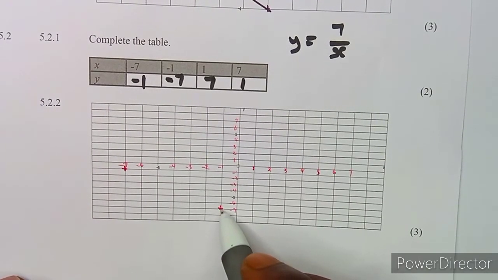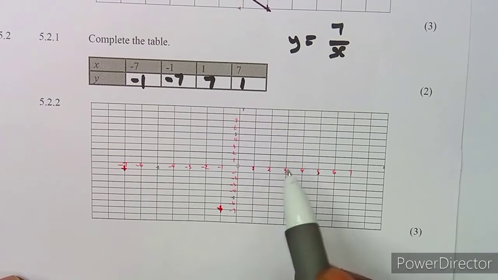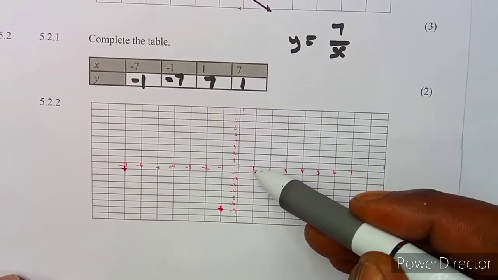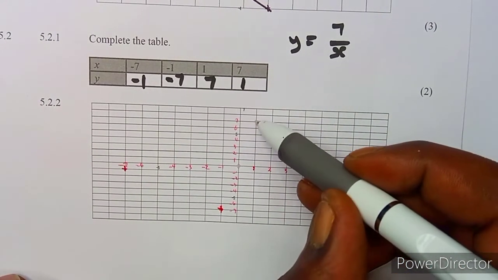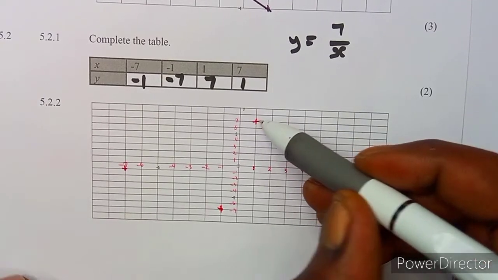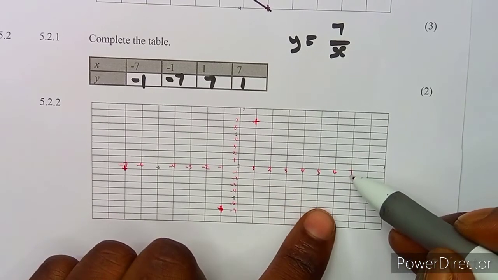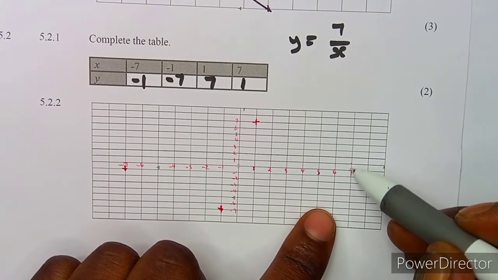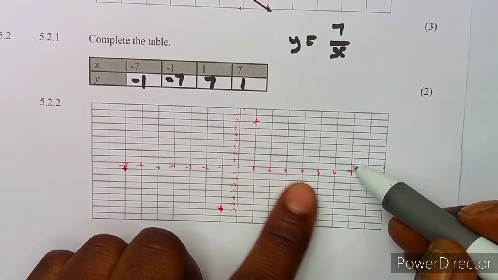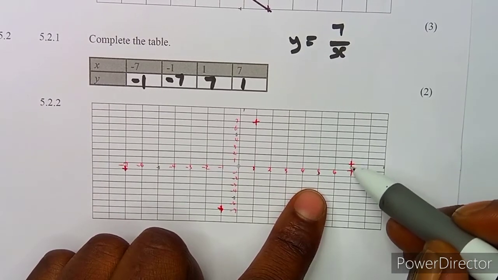You mark a point here. Okay, we have got 1 and 7, 1 versus 7, which is here. You mark a point. Your x is 1 and your y is 7, so they meet at this point. Then you have got 7 and 1, which is at this point. x is 7 and y is 1 at this point here.